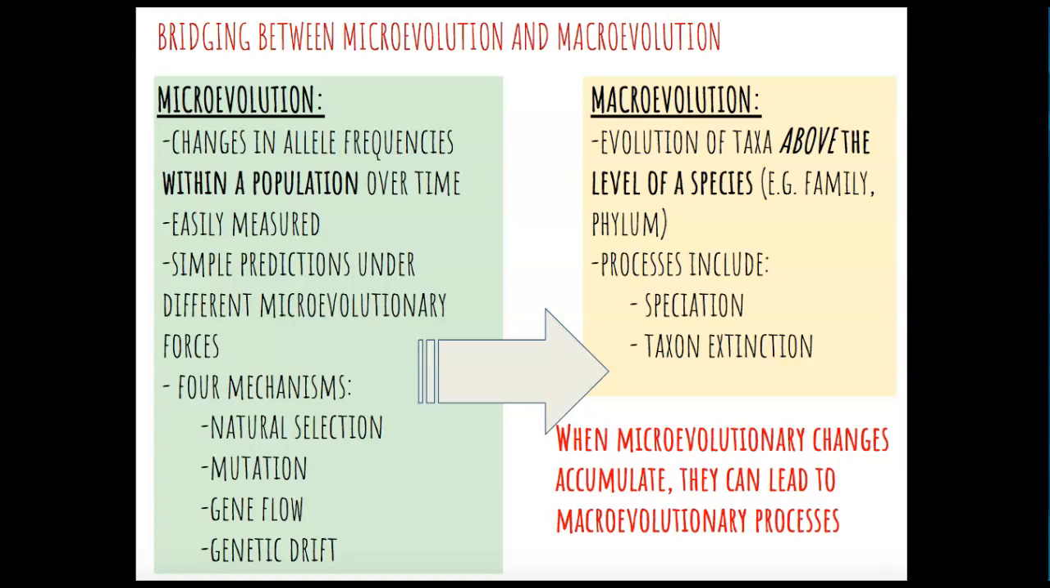However, those microevolutionary changes can accumulate, and they can lead to macroevolutionary processes, which is evolution above the level of a species. And so these are processes that include speciation and taxon extinction.